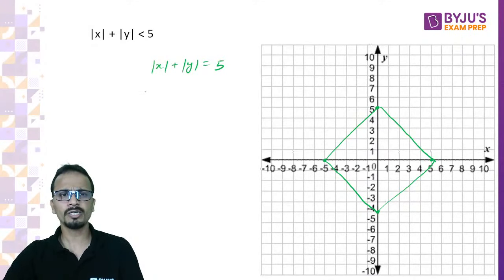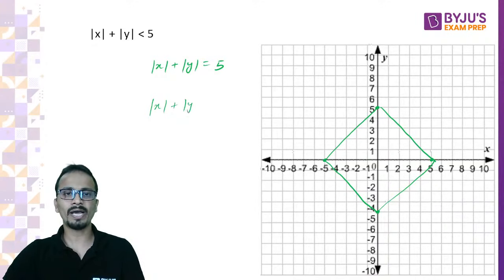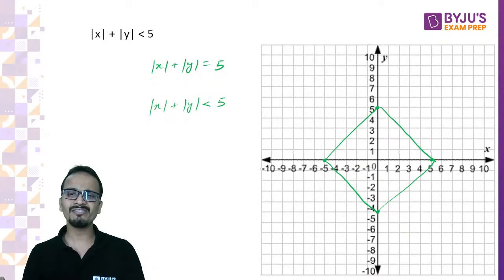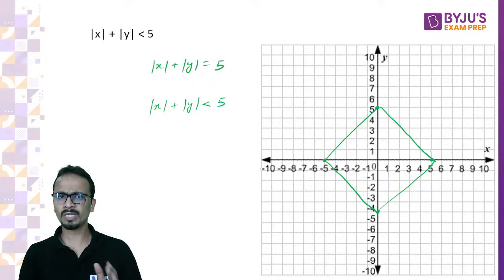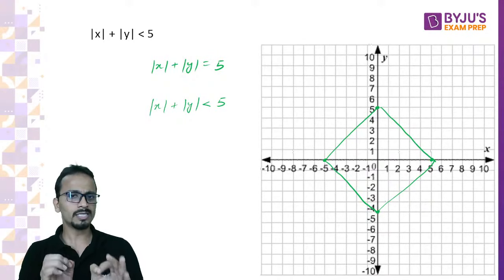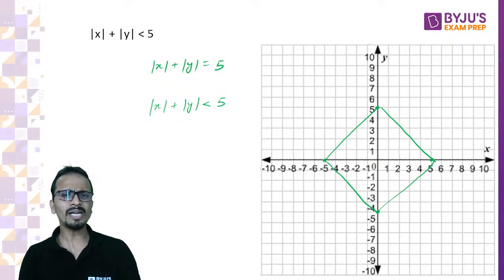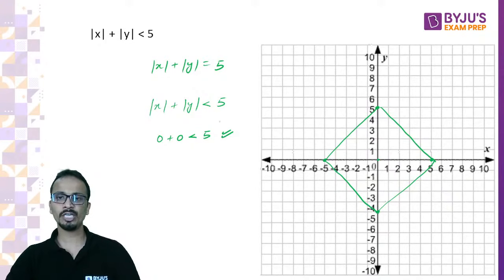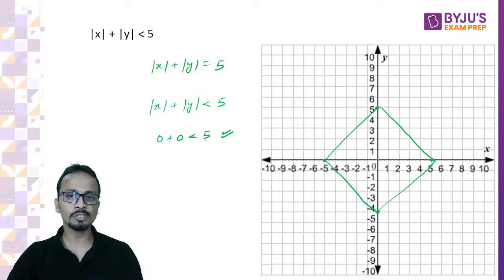Now if I have to plot the region of mod x plus mod y is less than 5, again you may take one point which is lying inside this region or outside the region and try satisfying this inequality. We will check by satisfying this inequality. So again I am considering origin 0 comma 0. So if I put 0 comma 0, so 0 plus 0, is it less than 5? Yes, it is less than 5. So origin is satisfying this particular point.